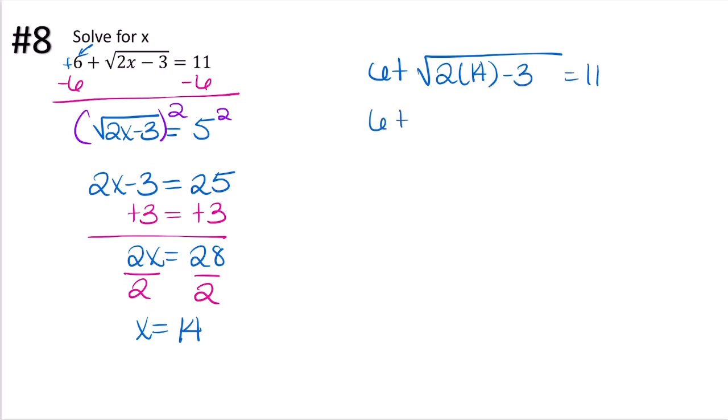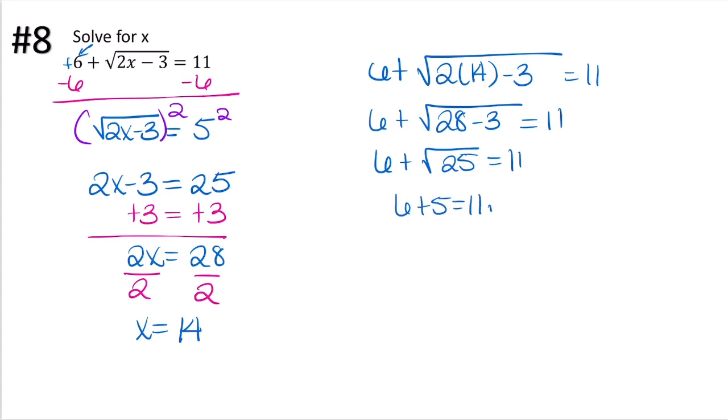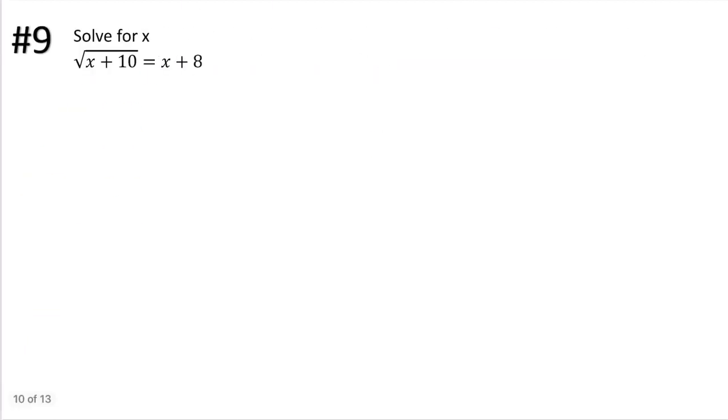So that gives me 6 plus the square root of 2 times 14, which is 28, minus 3. Does that equal 11? Well, that's telling me that 6 plus the square root of 25 equals 11, which is 6 plus 5 equals 11, which is in fact true. So x equals 14.